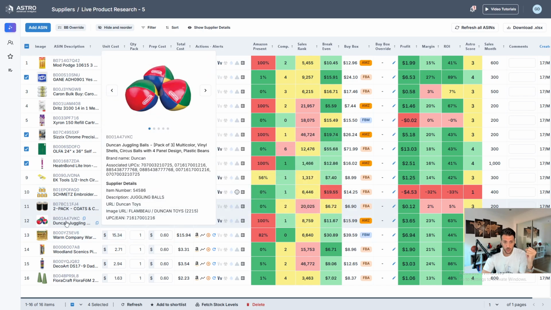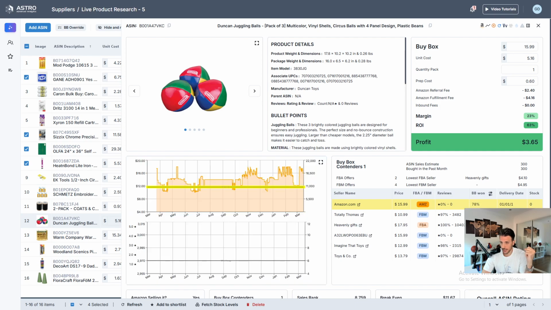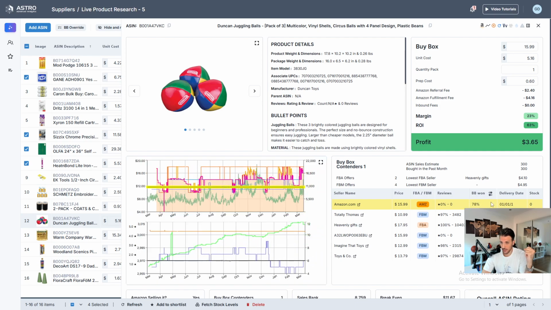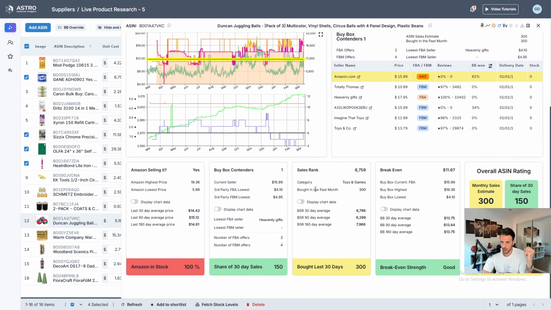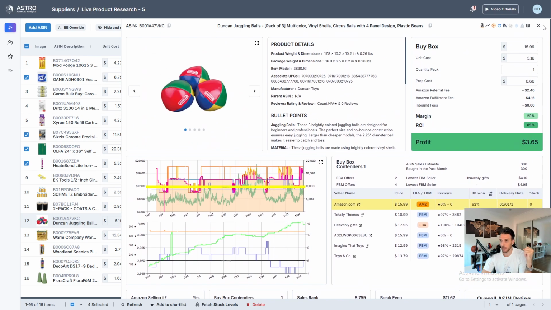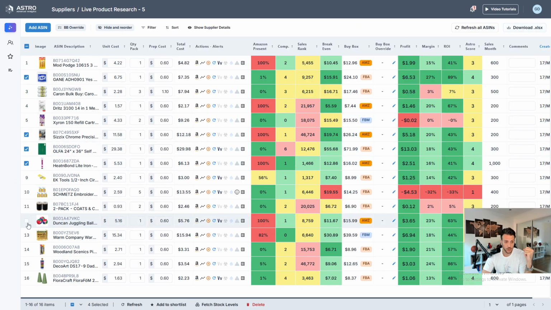$15.99. A lot of Amazon on this one as well. Let's go ahead and check out the data. 78% of the buy box in the last 30 days. If that number keeps going, it's a bit jumpy. Okay, not too sure about this one. Again, a lot of Amazon. I would probably just buy the minimal amount I could. I'll add it, but wouldn't buy too many of these.